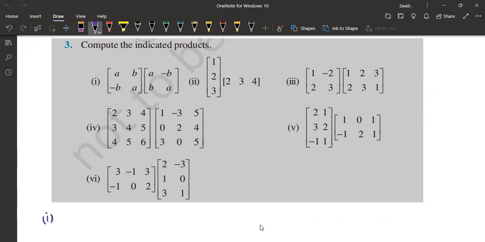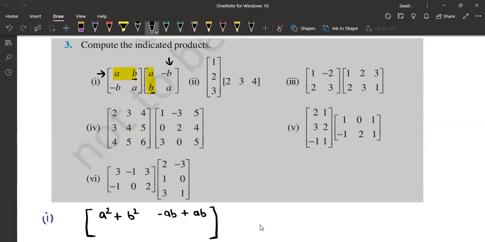As you know, how do we do the product in matrices? We take the first row and first column, and we add. So let's start with the first one. A times A is A square, plus B times B is B square. So the first entry is A square plus B square. Next entry, the first row, second column: A times negative B, that means negative AB, plus B times A, that means BA or AB. Remember that this is commutative, so AB or BA, same thing.